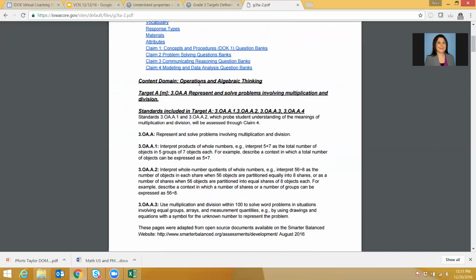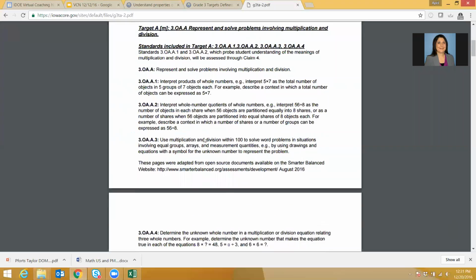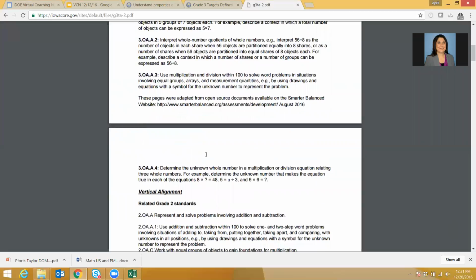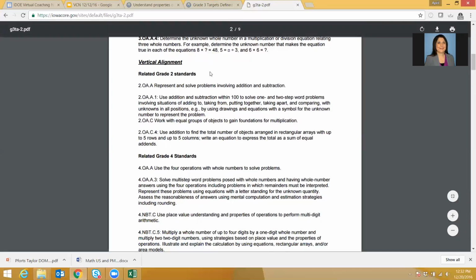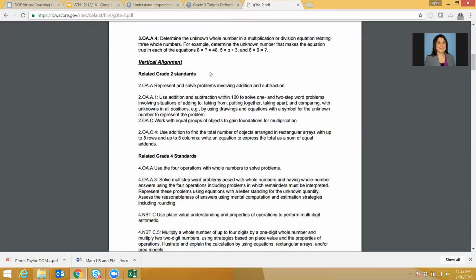So you'll see that we've listed the domain. We've listed the target heading, which will match the cluster heading in your standards. We've listed the standards that are included in this target. We wanted to make this a one-stop shop document for educators. So the vertical alignment is here. This is where if I'm in the classroom, I can say, okay, what's my students' prior knowledge? What did they learn in 2nd grade that I can build on? Because maybe if I'm a 3rd grade teacher, I've never taught 2nd grade.